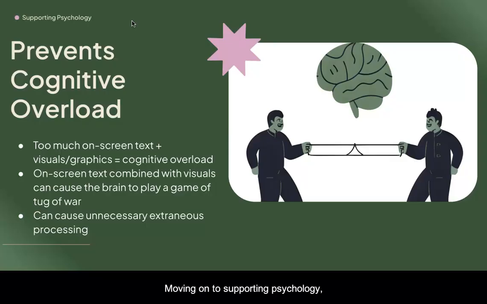Moving on to supporting psychology, we have that the modality principle prevents cognitive overload. Cognitive overload can occur if too much on-screen text is used with visuals. The brain will have trouble categorizing the information in the visual channel, and this can lead to unnecessary extraneous processing. When your brain sees too much on-screen text in combination with graphics or visuals, it's like a game of tug-of-war. On one end of the rope, we have visuals demanding the brain's attention, and on the other end, we have the text demanding the brain's attention. This back and forth can fatigue the brain and cause cognitive overload as the brain attempts to process too much information simultaneously.